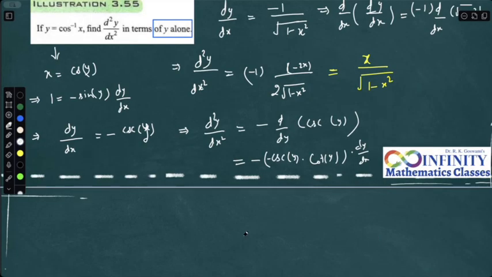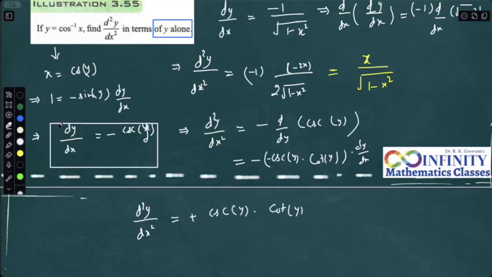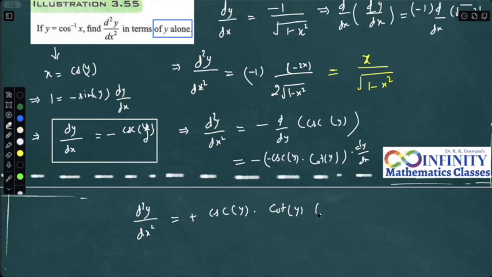And from here, this d2y over dx square is going to be negative, negative will make it positive. We have cosec y into cot y. What was dy over dx? Dy over dx can be obtained from this expression. It is going to be negative of cosec y. So when you simplify, this is going to be negative of cosec square y and cot y. This is going to be your answer.